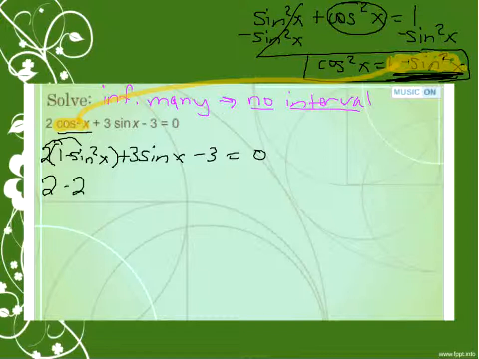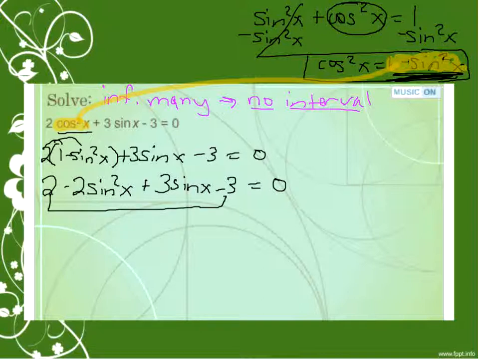Let's distribute this 2. So I just factored through the 2. Next, I'm going to combine some like terms. So I have a 2 and a minus 3. Gives me a negative 1. Look what I have now. I have a sine squared, a sine, and a plain old number.